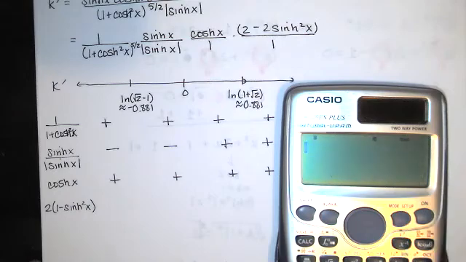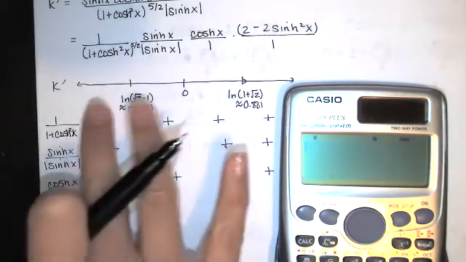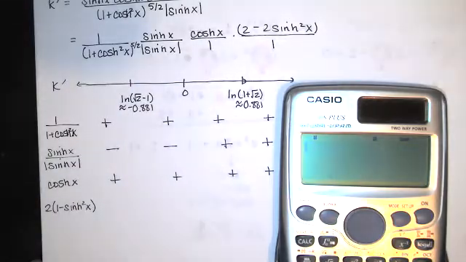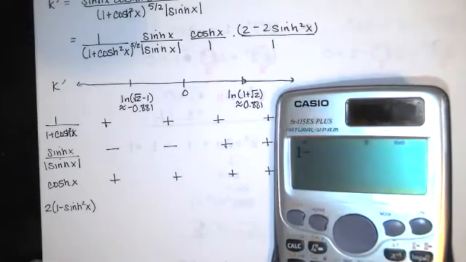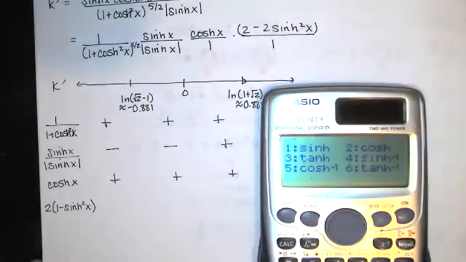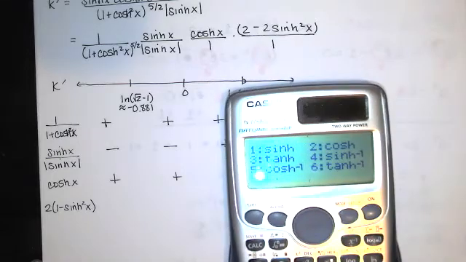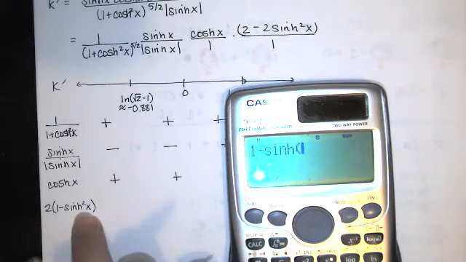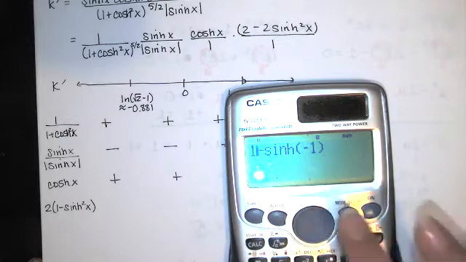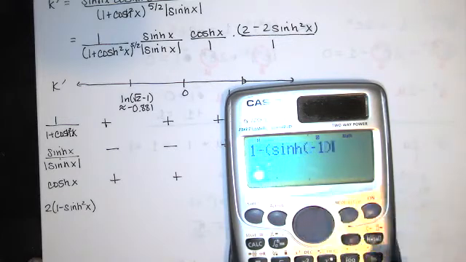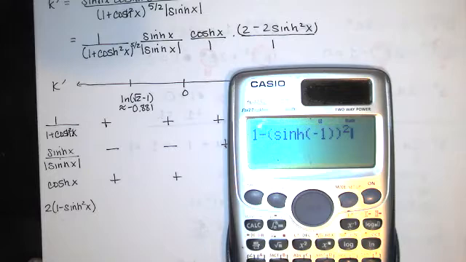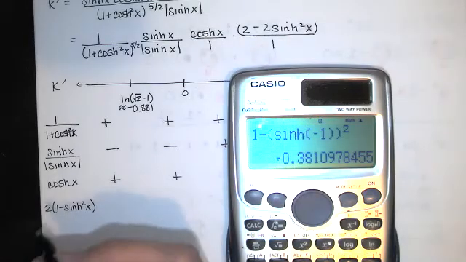Okay, so let's just pick on this interval. You can pick any x value you want and plug it into the factor. Let's just choose negative 1. So we'll have 1 minus, and I would like to use hyperbolic functions. Isn't that nice? The calculator has those. So I want hyperbolic sine of negative 1. I actually want that whole thing squared. So I'll put some parentheses here and there, and I want to square that. And I get a negative value.